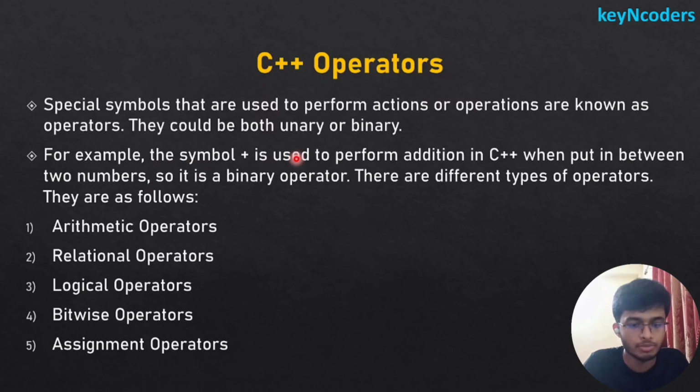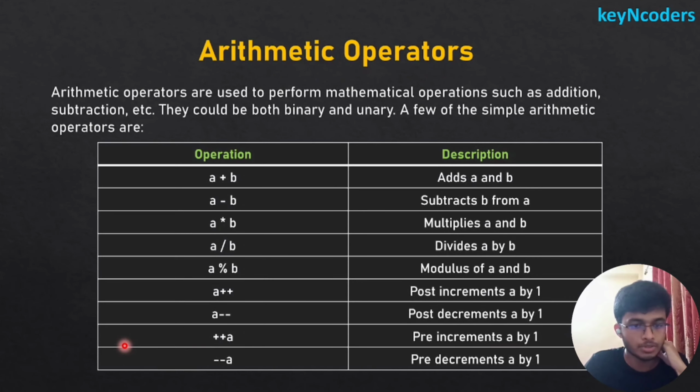So for example, the symbol plus is used to perform addition when you put it between two numbers. It is a binary operator. There are different types of operators. They are as follows. So it can be arithmetic operators, relational operators, logical operators, bitwise operators, or assignment operators. So these are the types.